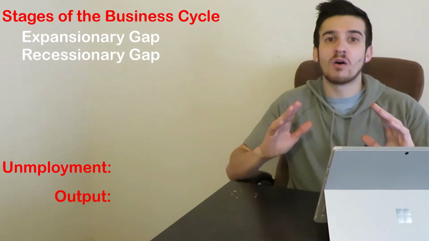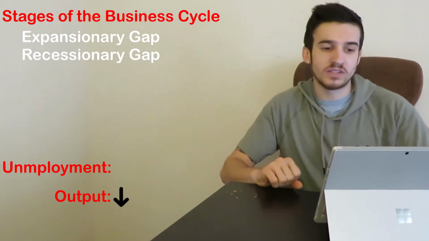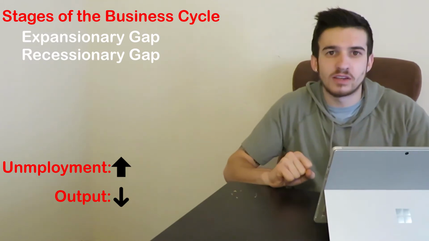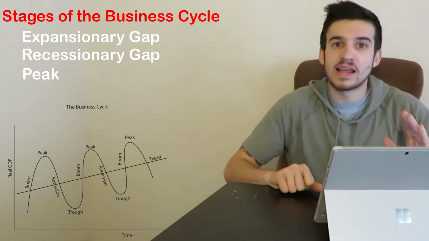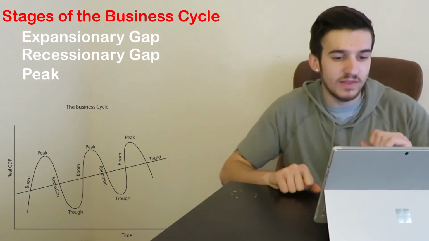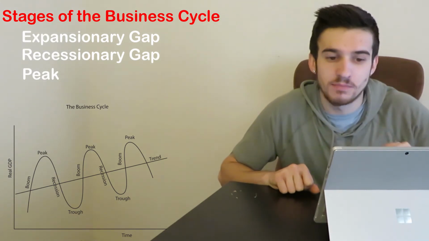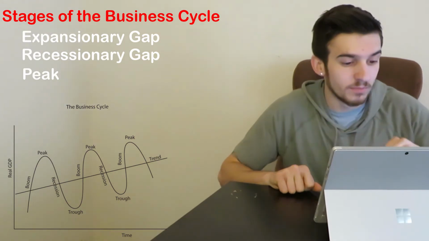This is where we're going to see output decrease and unemployment start to increase. Looking at the business cycle, we can also identify peaks and troughs. A peak is going to be the highest point in the business cycle. This is when the economy is producing at maximum output and employment is at or above full employment.